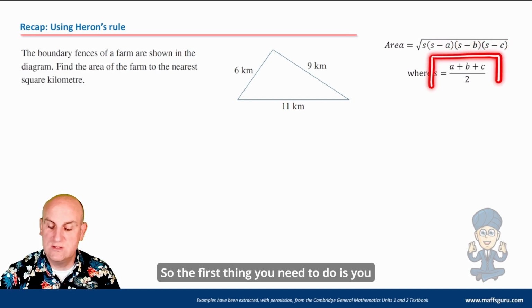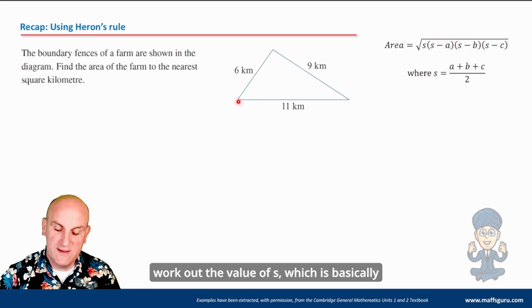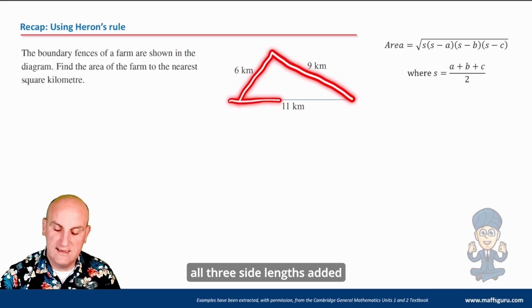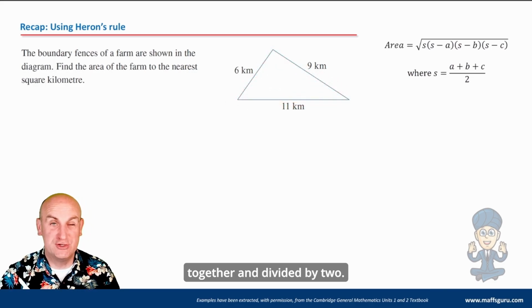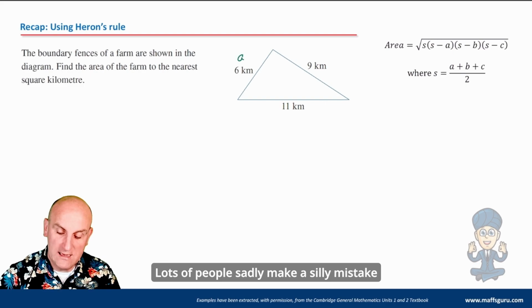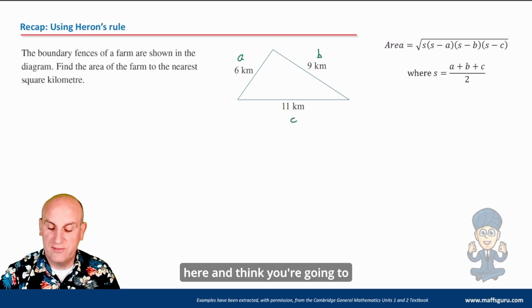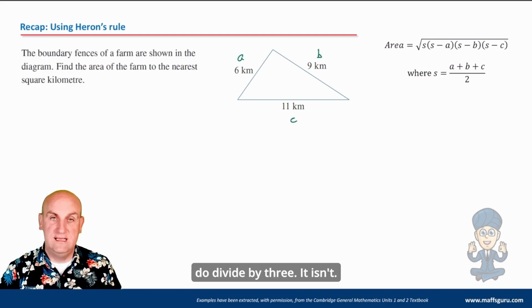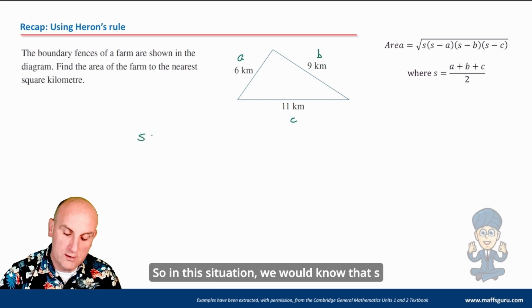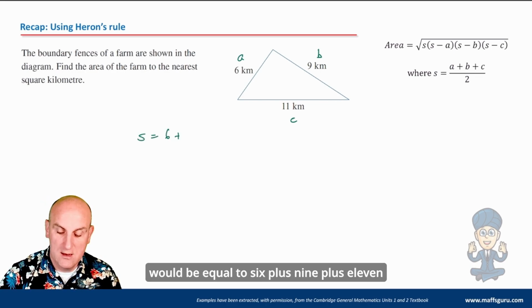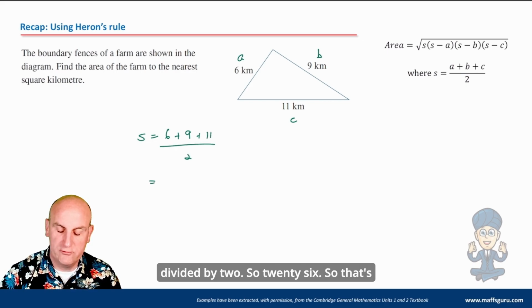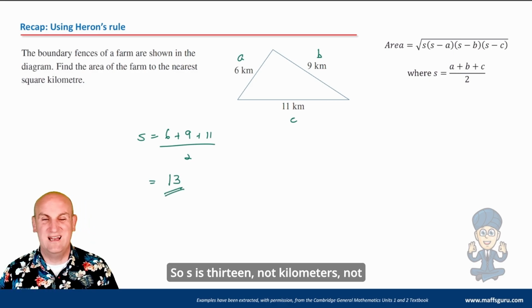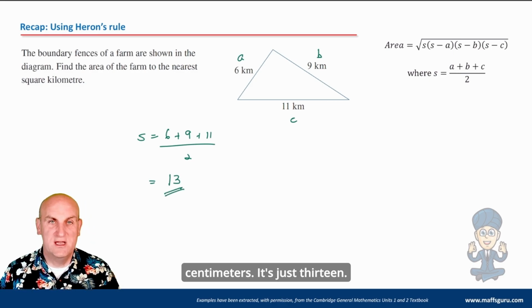So the first thing you need to do is work out the value of S, which is basically all three side lengths added together and divided by 2. Lots of people, sadly, make a silly mistake here and think you're going to divide by 3. It isn't. So in this situation, S would be equal to 6 plus 9 plus 11 divided by 2. So 26, so that's going to give me 13. So S is 13, not kilometers, not centimeters, it's just 13.